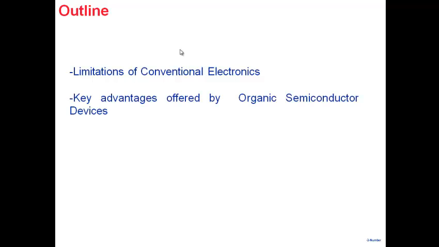All right. Okay. So the outline is the lecture is going to go as follows. We'll discuss the limitations of conventional electronics, and once we look at the limitations, then we'll highlight how some of those limitations can be overcome by organic semiconductors. Then talk about some of the prominent applications that this particular field is enabling, and then a little bit on the course structure.